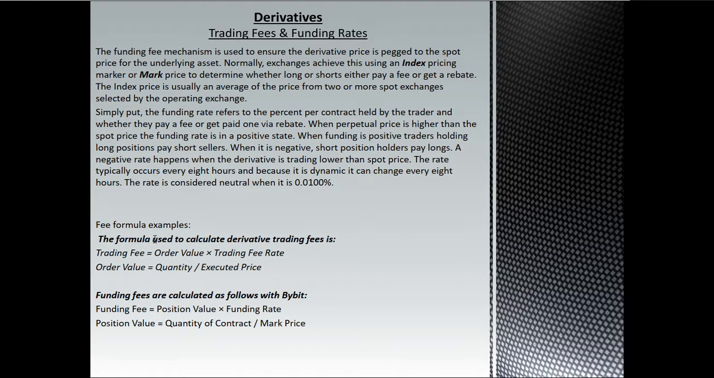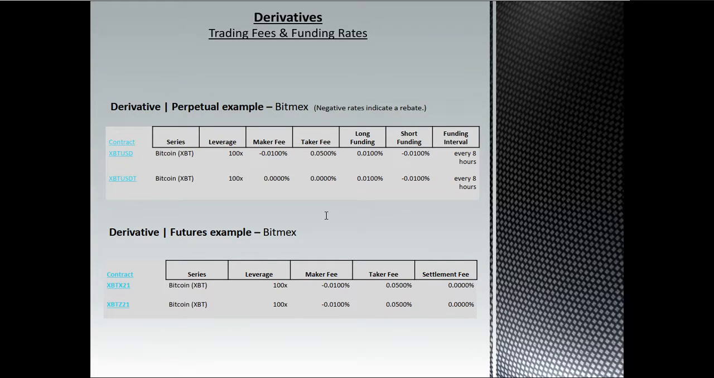All right, moving on. Here are some fees and funding rate examples from BitMEX for their perp contracts and futures contracts. And again, dynamic, they change. The funding rate interval is every 8 hours. And this was just taken, I think, a few hours ago.